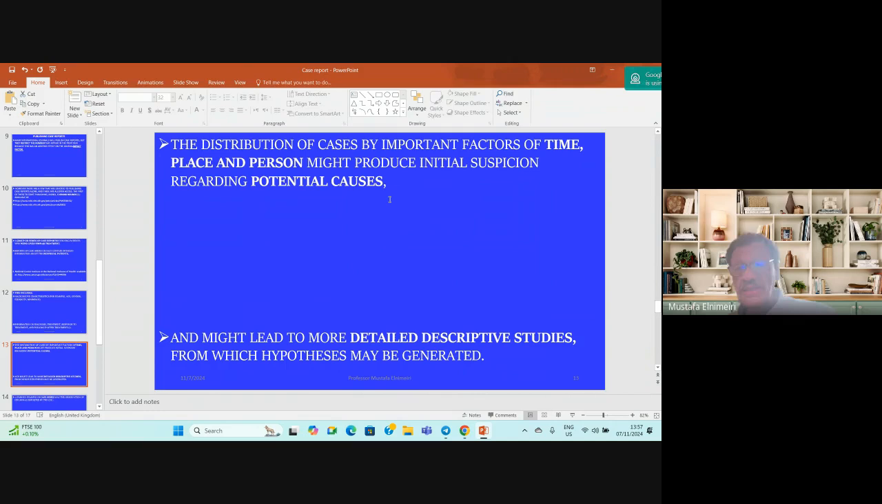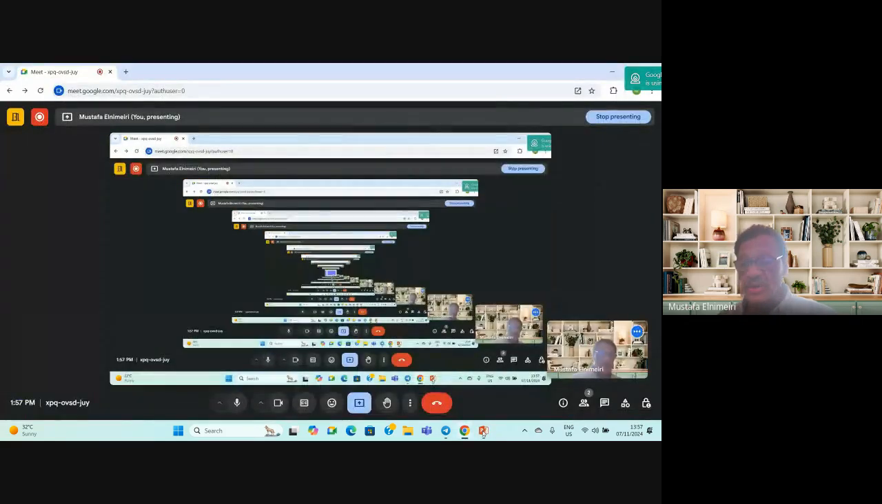The distribution of cases may be an important factor with regard to time, place, and persons. These parameters may give a clue to the diagnosis or to the disease, and might produce initial suspicion regarding the potential causes, the underlying causes based on the distribution of the cases, whether by time or place or by person, and might lead to more detailed descriptive studies from which hypotheses may be generated and tested by, for example, cross-sectional descriptive studies or other types of studies.